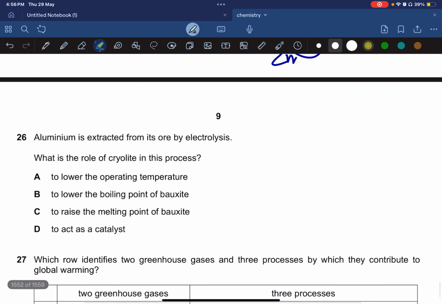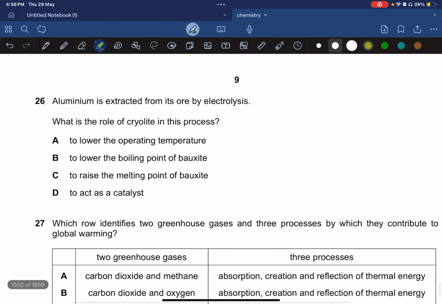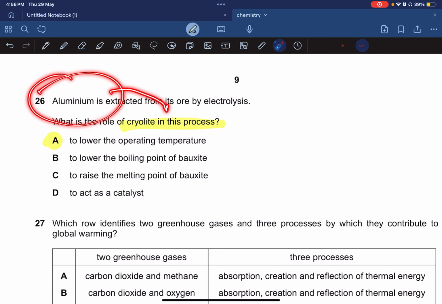Okay, aluminum is extracted from its ore by electrolysis. What is the role of cryolite in this process? To lower the operating temperature, that's correct. Cryolite dissolves the aluminum oxide, increases its conductivity, and lowers the operating temperature, because to melt aluminum oxide you need extremely high temperatures. But by adding cryolite, the temperature for melting it is reduced.